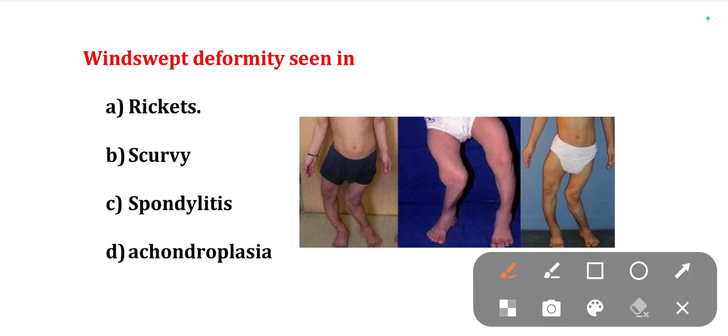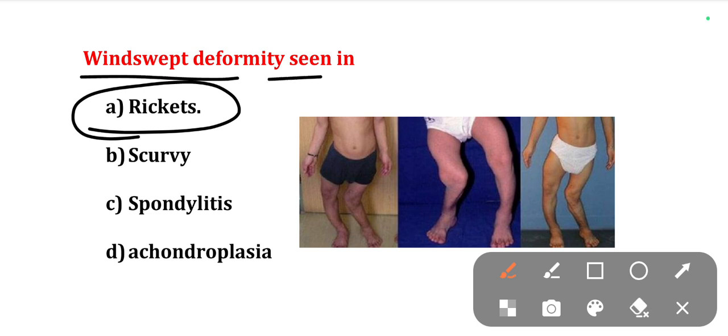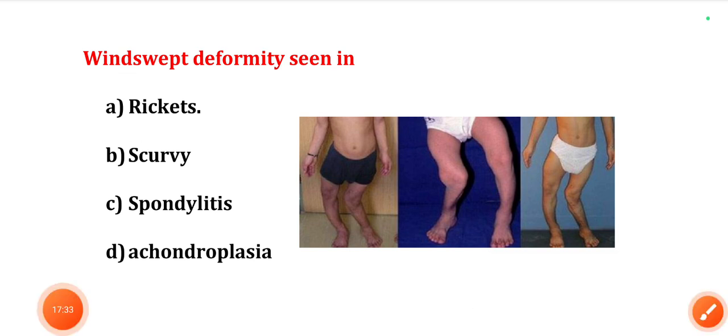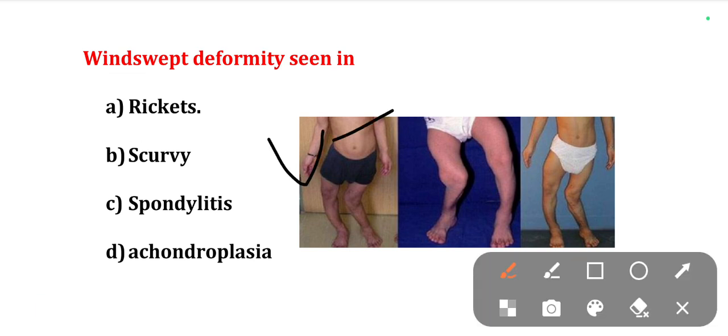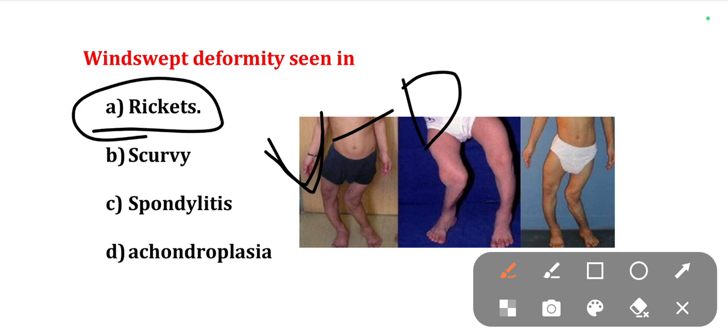The right one is rickets. So rickets is the cause of the windswept deformity. Rickets is due to the deficiency of vitamin D. Due to vitamin D deficiency, children are at risk for rickets.